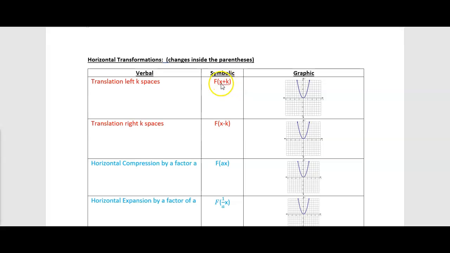So if you add a number inside the parentheses, what that ends up doing is it causes your graph to translate or shift left that many spaces. So in this case, it would move it over, right? Like that to the left. Or if you subtract a number inside the parentheses, it will shift it over to the right. So adding moves it left, subtracting moves it right.